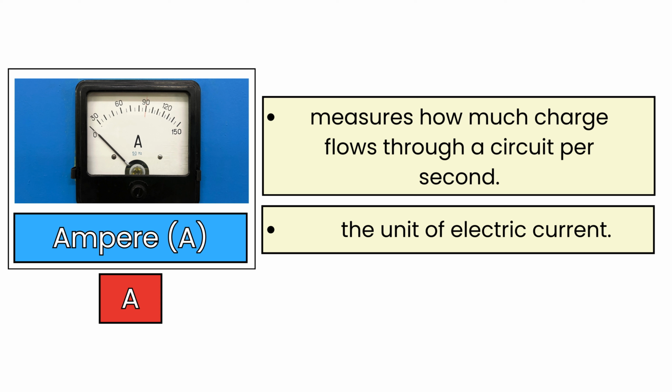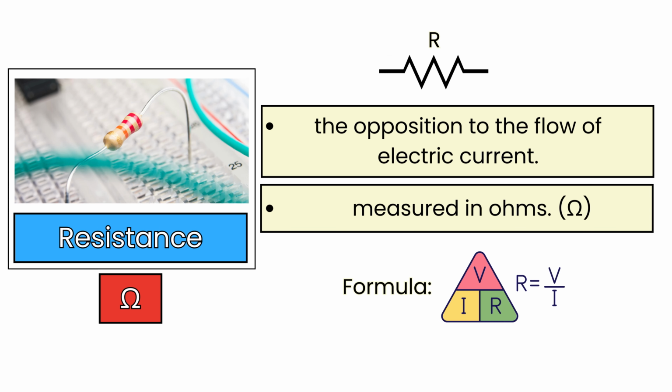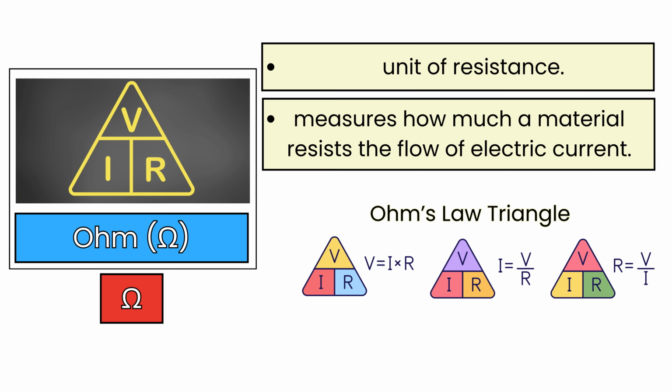An ampere, A, is the unit of electric current. It measures how much charge flows through a circuit per second, like measuring water flow in liters per second. Resistance is the opposition to the flow of electric current in a circuit. Measured in ohms, it's like a narrow pipe slowing down water flow. An ohm is the unit of resistance. It measures how much a material resists the flow of electric current, like the friction that slows down water in a pipe.